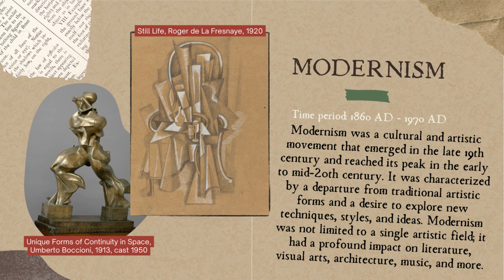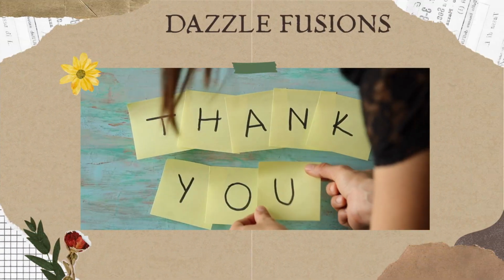Modernism. Modernism was a cultural and artistic movement that emerged in the late 19th century and reached its peak in the early to mid-20th century. It was characterized by a departure from traditional artistic forms and a desire to explore new techniques, styles, and ideas. Modernism was not limited to a single artistic field. It had a profound impact on literature, visual arts, architecture, music, and more.